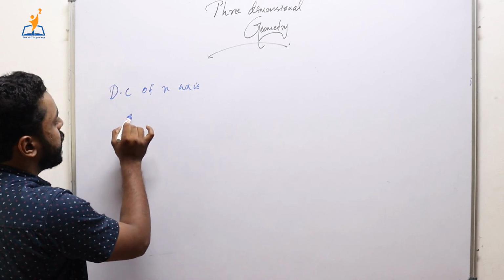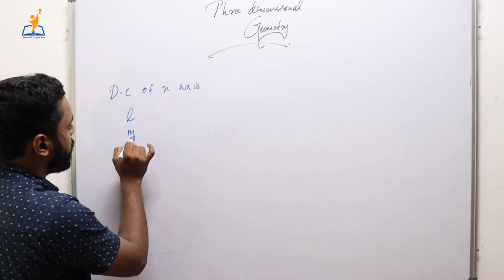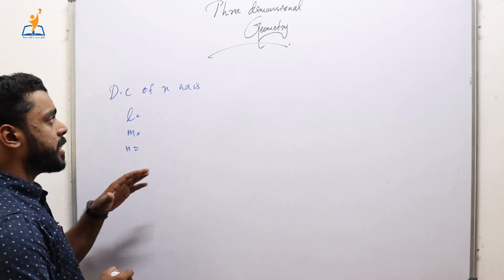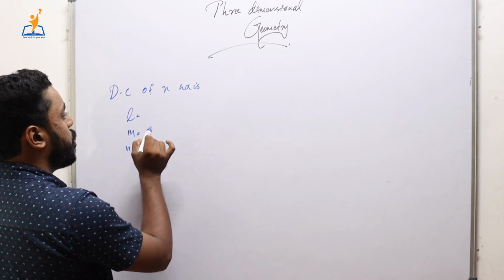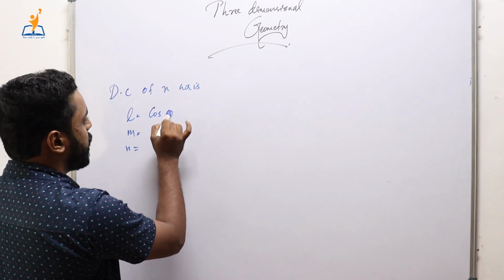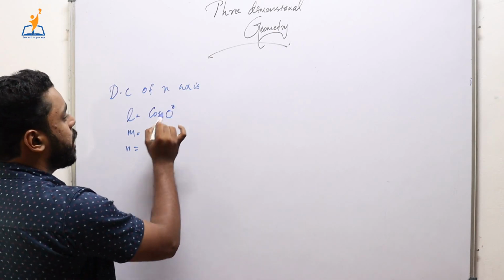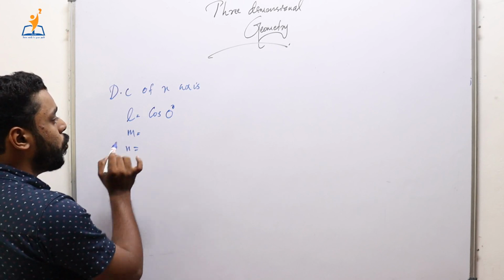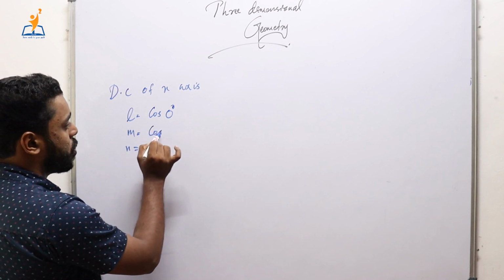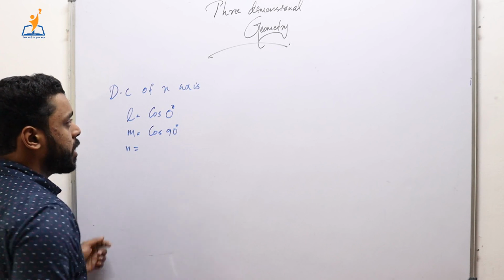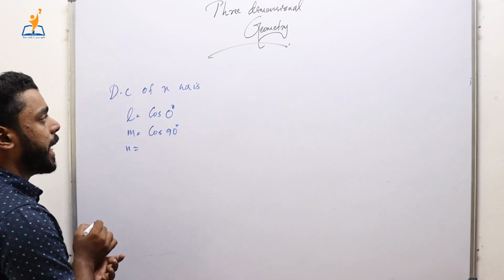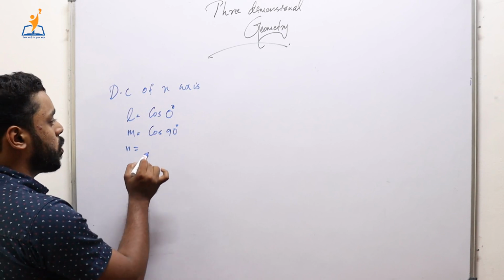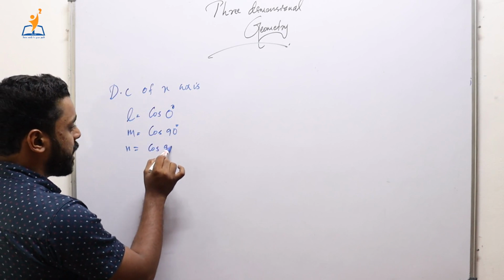We know that the direction cosines of x-axis L, M, N is equal to: x-axis makes 0 degree with the positive direction of x-axis. So first direction cosine is cos 0 degree. X-axis makes 90 degree with the positive direction of y-axis, so the second direction cosine is cos 90 degree. Also x-axis makes 90 degree with the positive direction of z-axis, so then the third one is cos 90 degree.